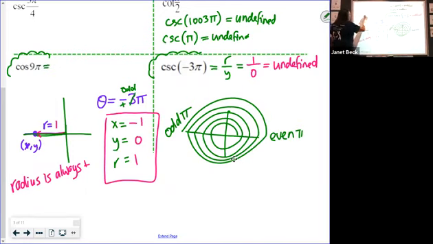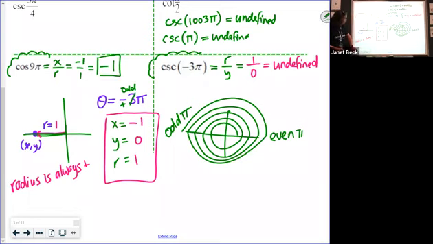So to find a cosine, I just need x over r. My x coordinate is -1. My radius is 1. So the cosine of 9 pi would simply be -1. Remember to simplify your fraction.